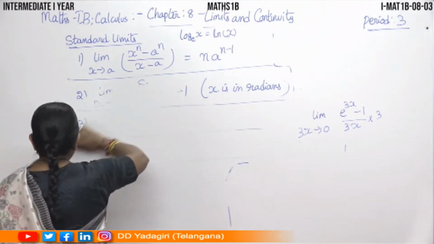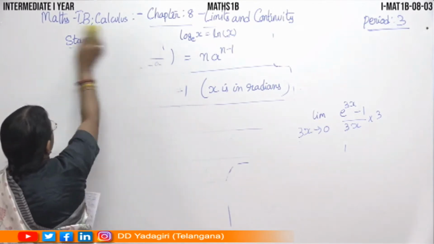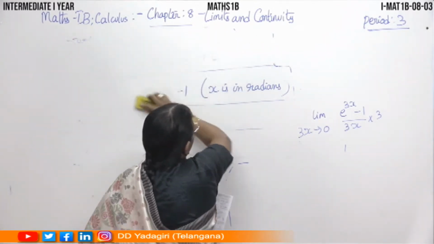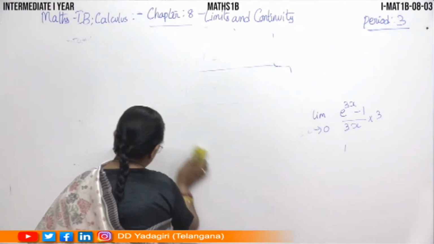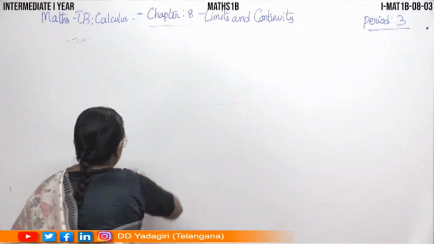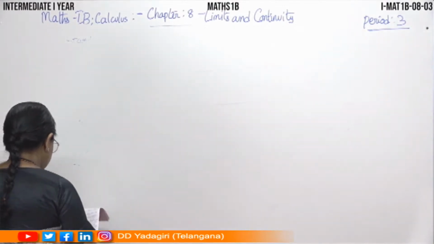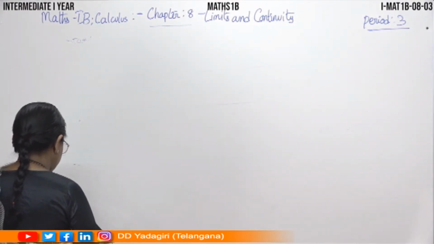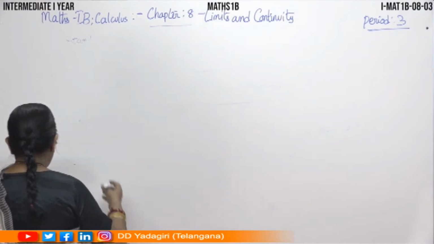Now we'll do the exercise C problems. Exercise B problems we'll do in the end, after completing exercise D. Now we'll do exercise C problems. In this you have some examples. First we'll do those problems.